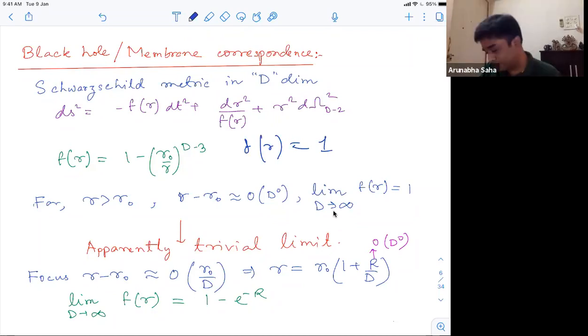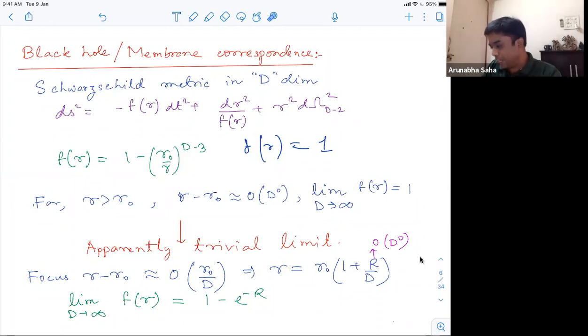So this looks trivial. But the point is that, as the discoverer of this phenomenon, who is sitting here with Robert, figured out, one has to look at regions of space-time which are order R naught by D outside the horizon and not anywhere.